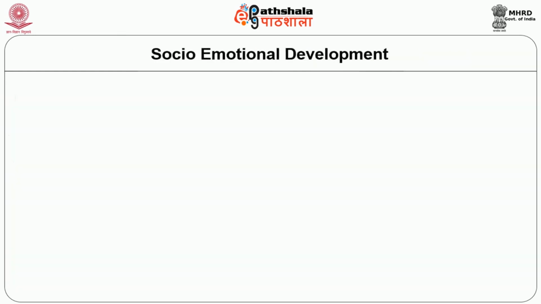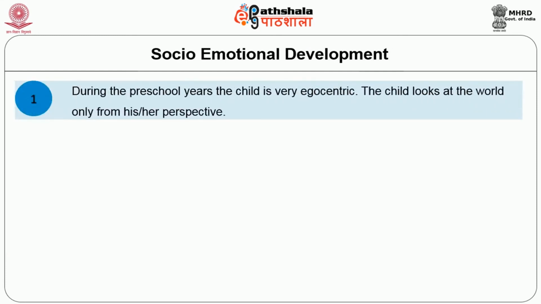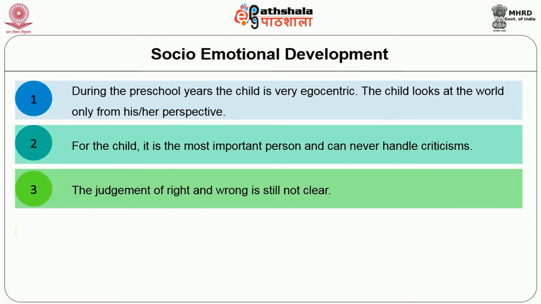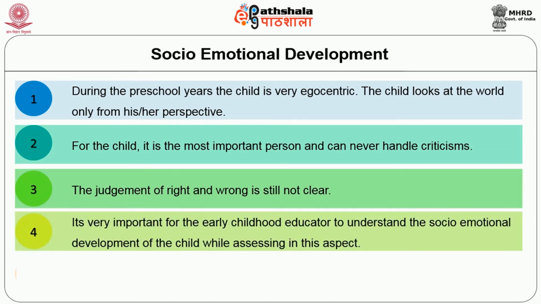The first one is the socio-emotional development. During the preschool years, the child is very egocentric. The child looks at the world only from his or her perspective. For the child, it is the most important person and can never handle criticism. The judgment of right and wrong is still not clear. It's very important for the early childhood educator to understand the socio-emotional development of the child while assessing this aspect.